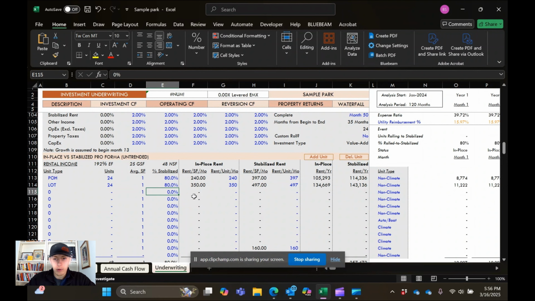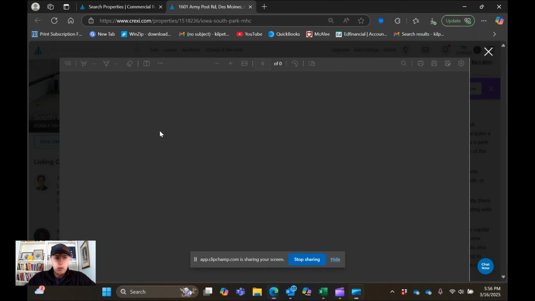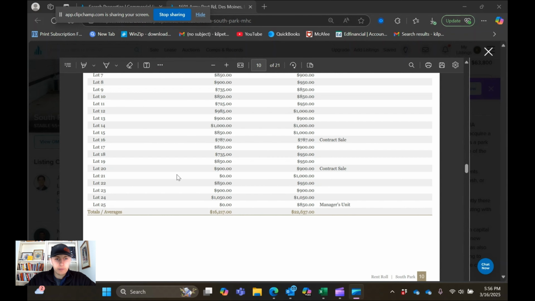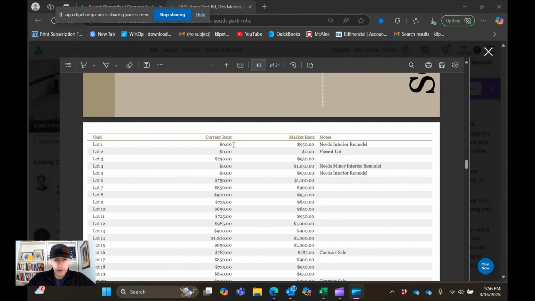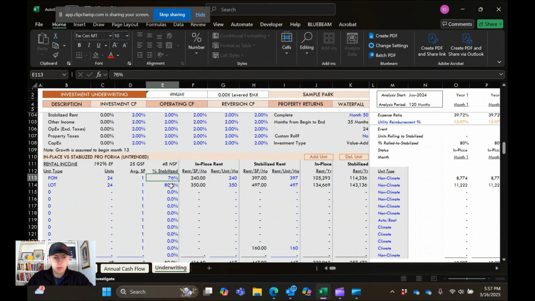Just say it's 80% occupied because we have... move this out of the way. It says there's six that are empty right now, so only 19 that are occupied. So 19 divided by 25 is what? 76% occupancy. So we can just put in here 76% occupancy. Let's just say our lot rent is 300, maybe 450 because they're charging like 1,000.